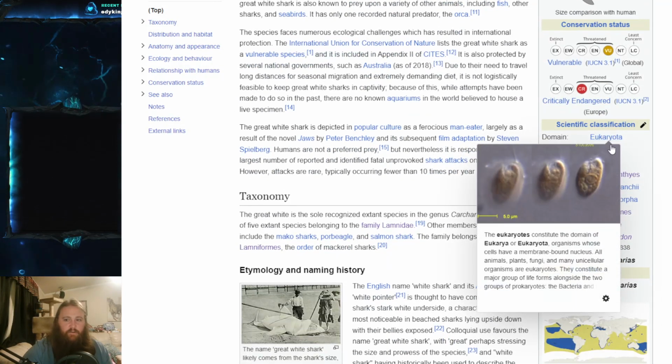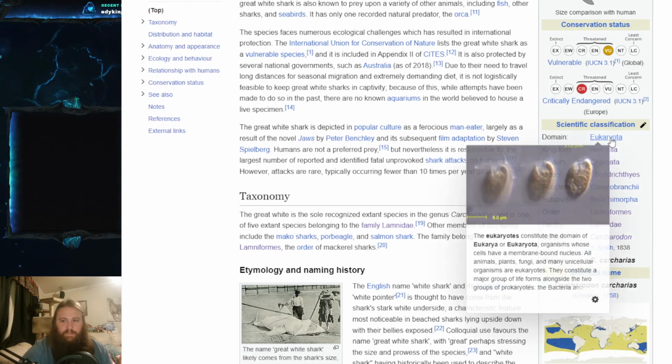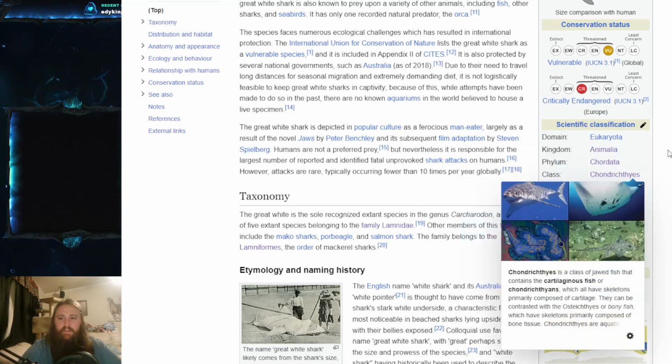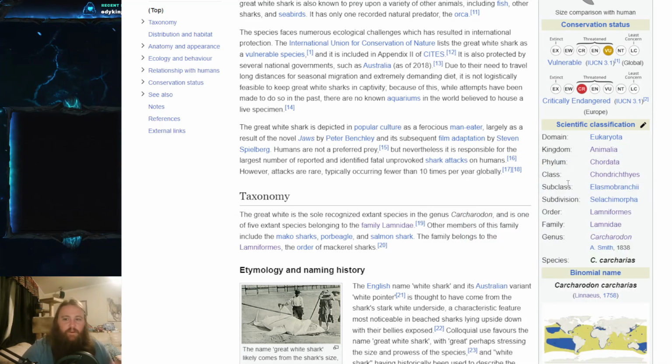It's going to have your domain, Eukaryota, basically multi-celled organisms. Animalia, boom. Chordata, the phylum of vertebrates. Chondrichthyes, the cartilaginous fish. There are other ones, subclass, subdivision, subfamilies. There's a lot of extra in there, but those are the major ones. But you can see here, order, Lamniformes, family, Lamnidae, genus Carcharodon.